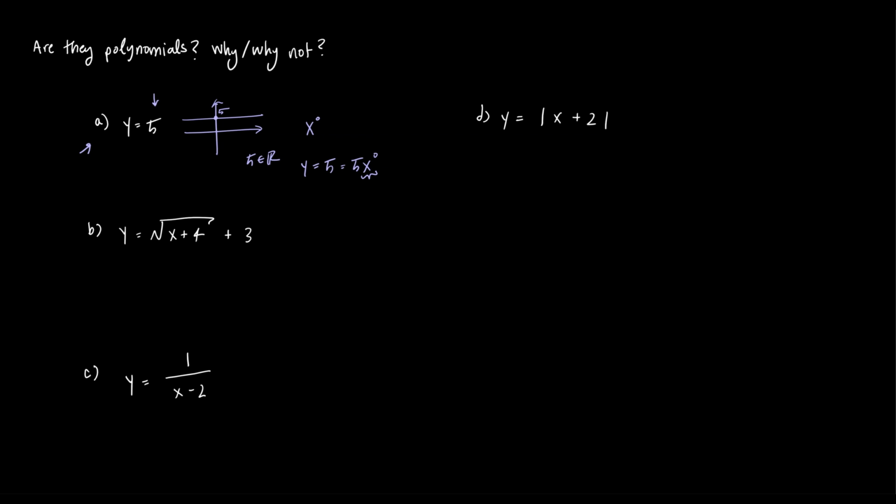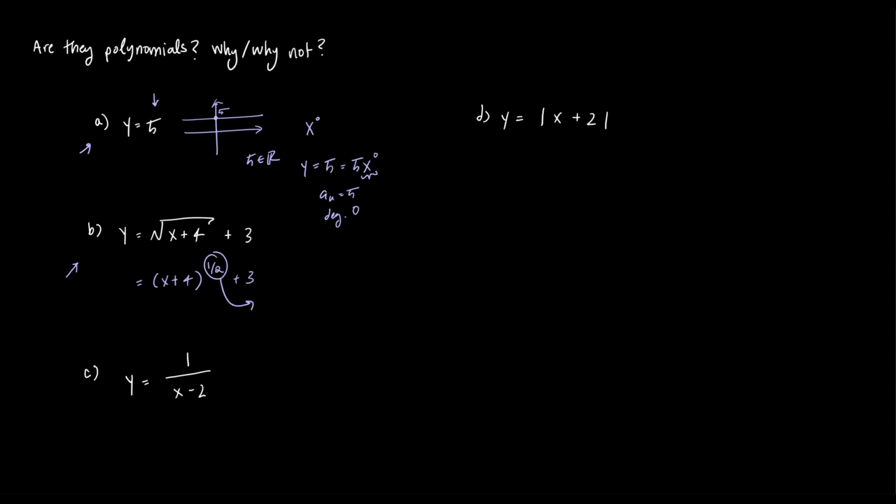We have our coefficient, our leading coefficient is 5. Our degree is 0. So for the second one here, we have y equals the square root of x plus 4, plus 3. So in this case, we can rewrite it like y equals x plus 4 to the power of 1/2 plus 3. In this case, you can already see here, we have this exponent that is not a natural number.